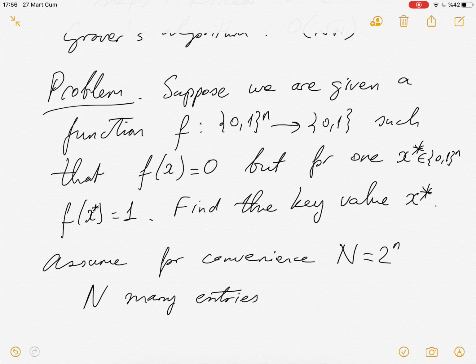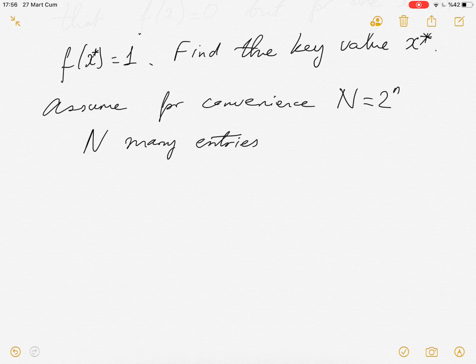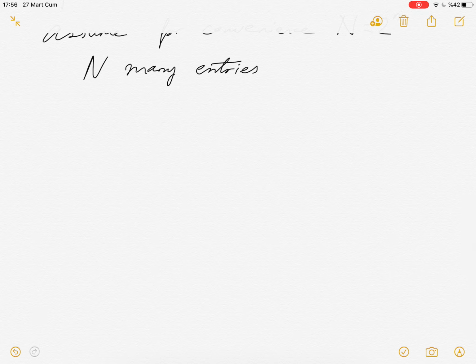So how can we solve this problem using a quantum algorithm in square root of n steps? Well, there are two main steps in solving this problem. The first step is to separate the key value from the other values, and then play with the amplitude of the key value.